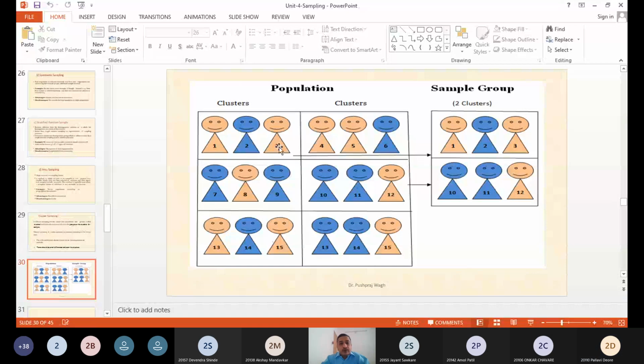From these clusters we select the sample groups. Like here in this example, we have taken this first cluster and this cluster as a sample. Then they will be surveyed, or studied for further research. Before this method, we saw area sampling. This area sampling is a version of cluster sampling only.